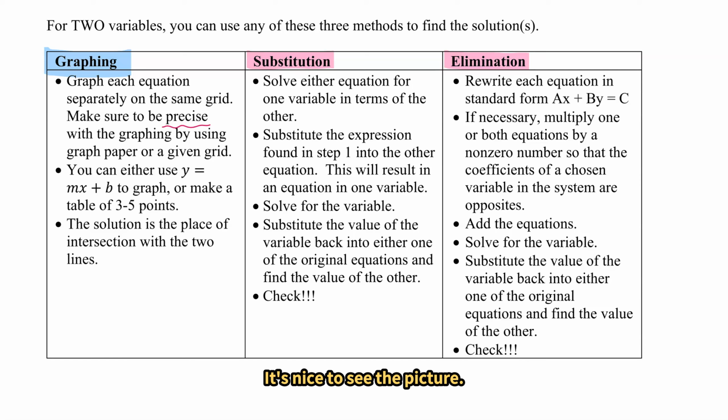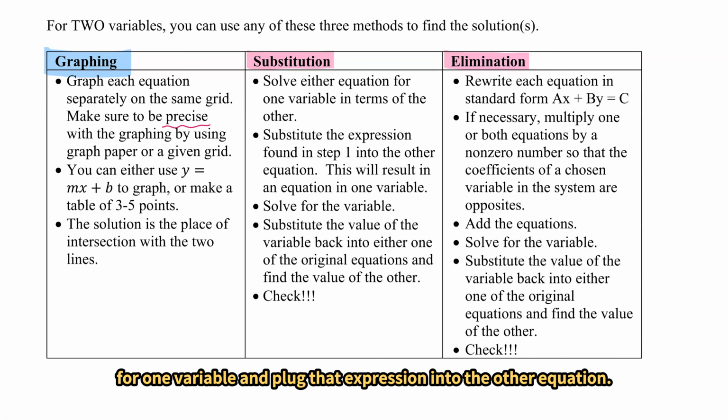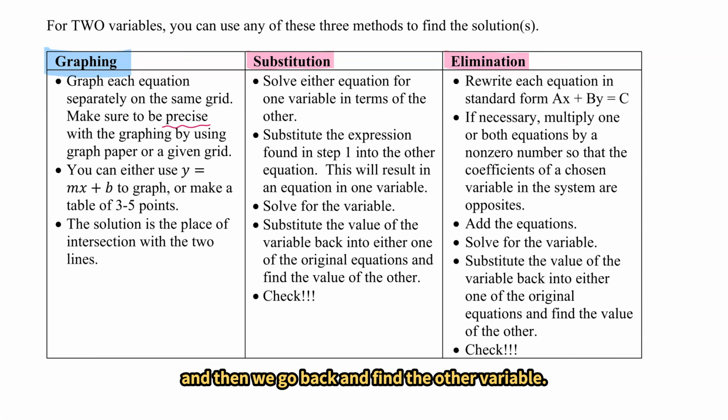Graphing is very visual. It's nice to see the picture. It also helps us if there are more than one solution or no solutions. But substitution and elimination allow us to get solutions that are not nice integers. For substitution, it's pretty much what it says. We're going to solve one equation for one variable and plug that expression into the other equation, so that we have one equation with one variable, we solve that, and then we go back and find the other variable. For elimination, we're using both of the equations at the same time to add them together or subtract them in such a way that we eliminate a variable.